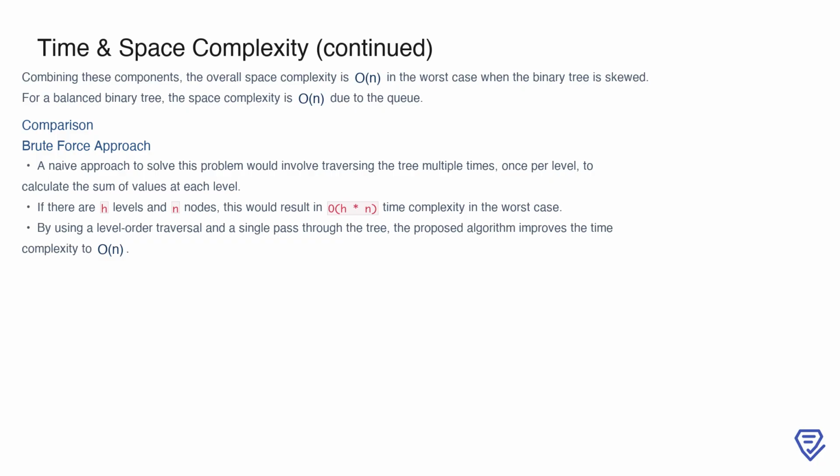Let's compare this with a brute force approach. In a naive solution, you might traverse the tree multiple times, once for each level, to calculate the sum of values at that level. If the tree has h levels and n nodes, this would result in a time complexity of O(h*n) in the worst case. The proposed algorithm, however, achieves the same goal in a single traversal of the tree, reducing the time complexity to O(n), a significant improvement over the brute force method.